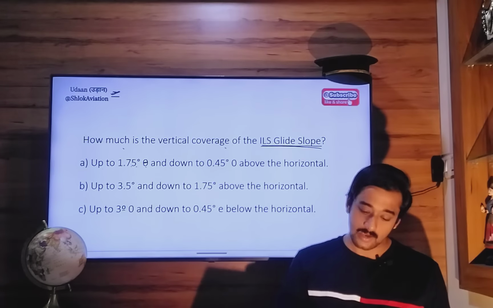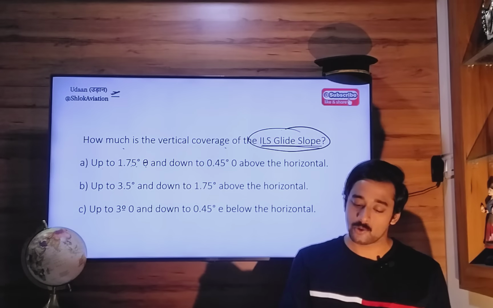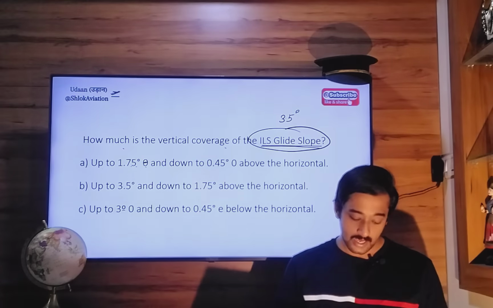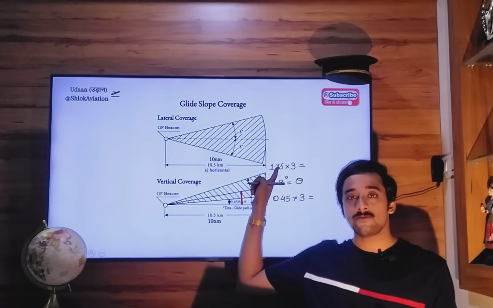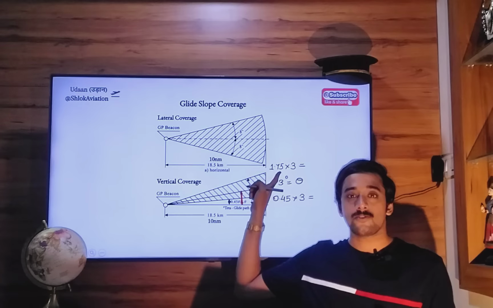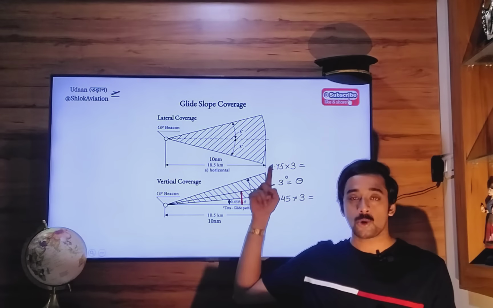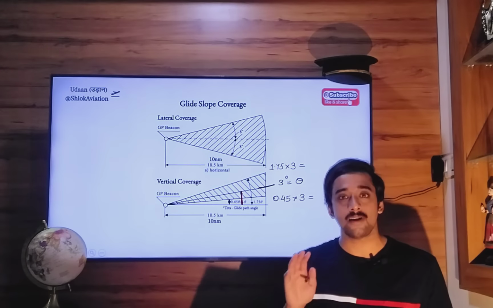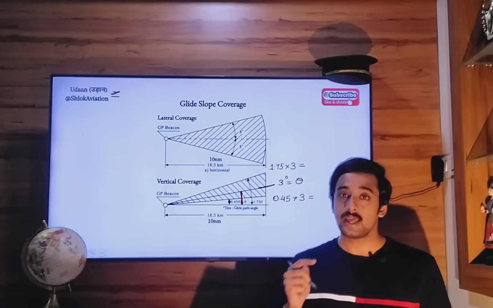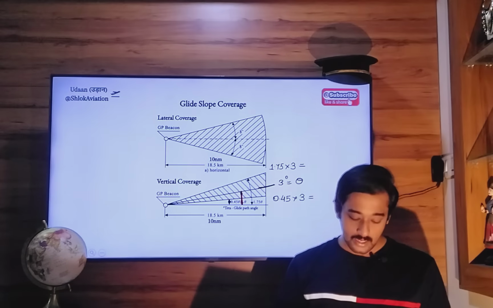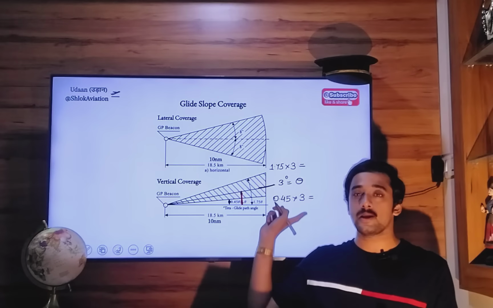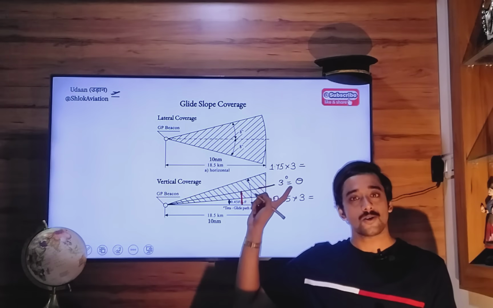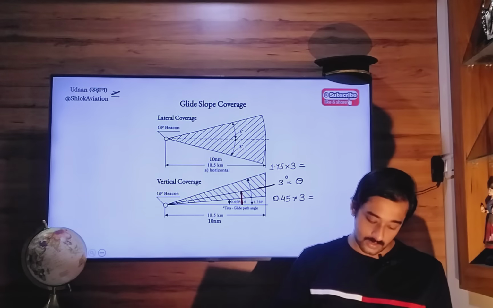Now, if the question gives you some ILS glide slope value like 3.5 degree, 3 degree, 2.5 degree, in that case you will have to do this multiplication. 1.75 times 3, 1.75 times 3.5, 1.75 times 2.5, whatever value is given in the question, and then accordingly mark the option. Okay. Here in this question, no value was given. So we just wrote this formula 0.45 theta, 1.75 theta.